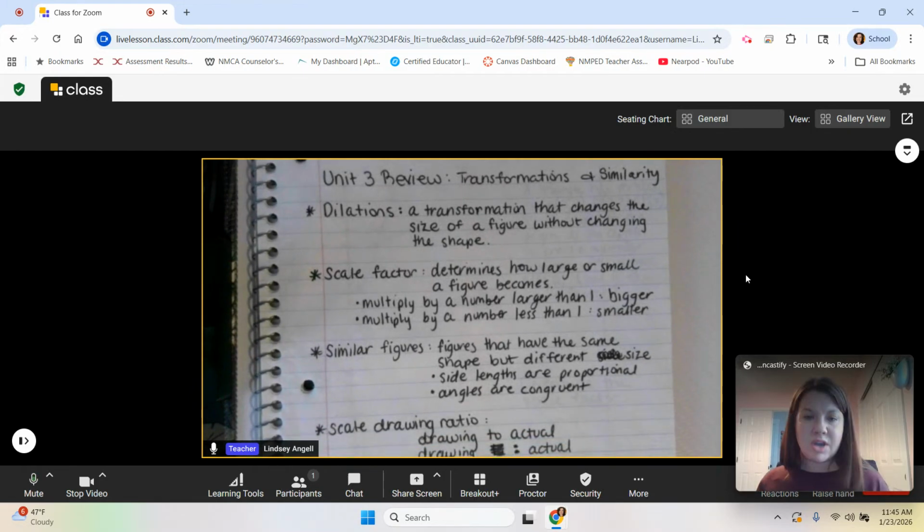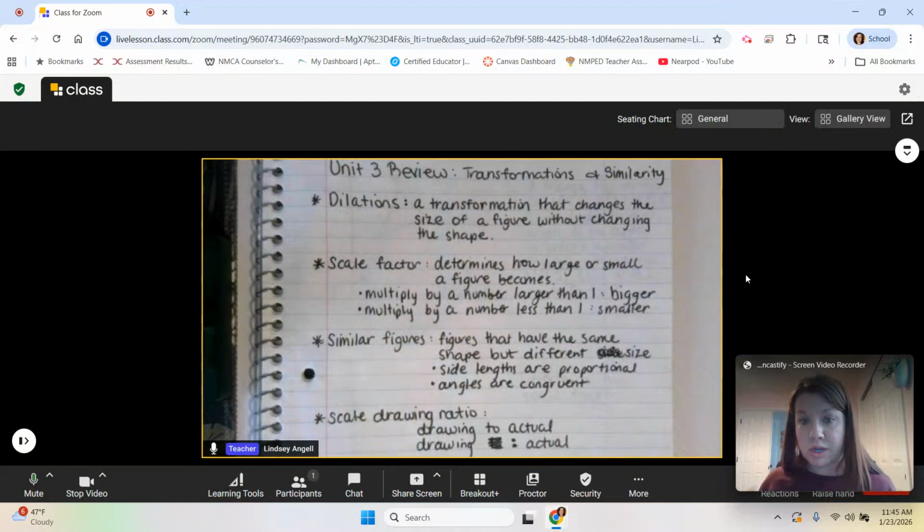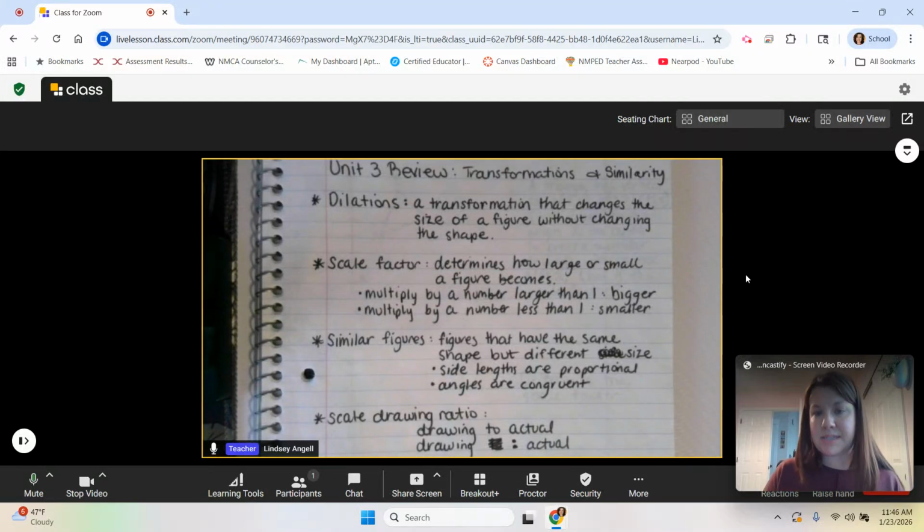So, the concepts covered in Unit 3. First off, transformations. Remember, transformations are ways of changing a shape. It might be changing the location of a shape. We've talked a lot about rotations, reflections, and translations. Those all changed the position. But in this unit, we talk about changing the size. With dilation, that is a transformation that changes the size of a figure without changing the shape. So it's the exact same shape, just bigger or smaller.